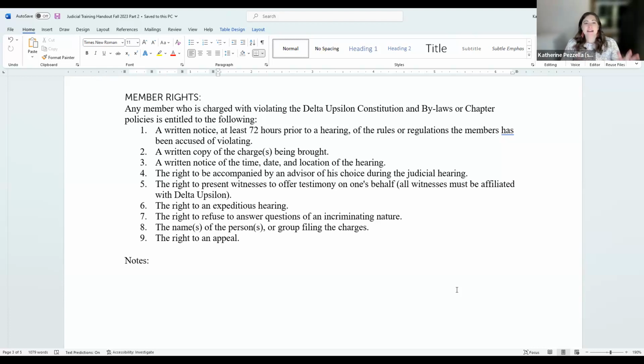It's basically like a judicial board hearing on steroids, or we're escalating it to the chapter level, but we're essentially following the same process with a couple of exceptions we're going to go through. So again, if this process is not run correctly, the whole chapter will have to get back together and redo the hearing, which obviously no one's going to want to do. So it's very important that you follow them in the right way the first time.